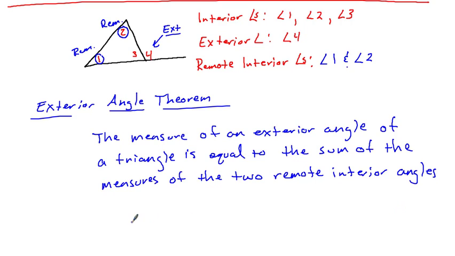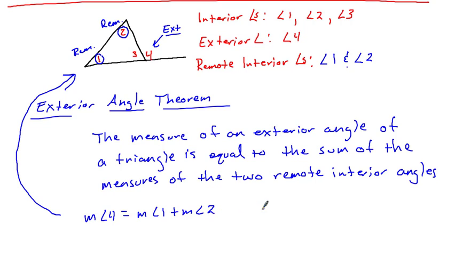So if we looked up at our picture, so I'm going to draw a little thing that says we're looking at this picture. That means that the measure of angle 4 equals the measure of angle 1 plus the measure of angle 2. Okay, so that's our exterior angle theorem. It says that angle 4 is equal to angle 1 plus angle 2.